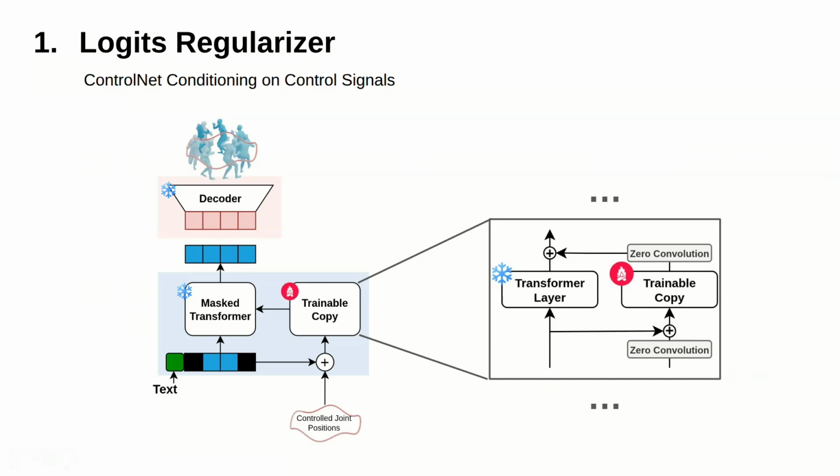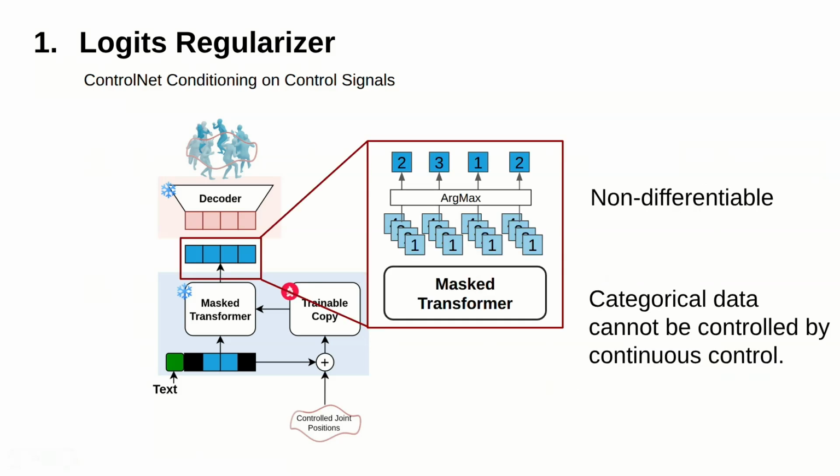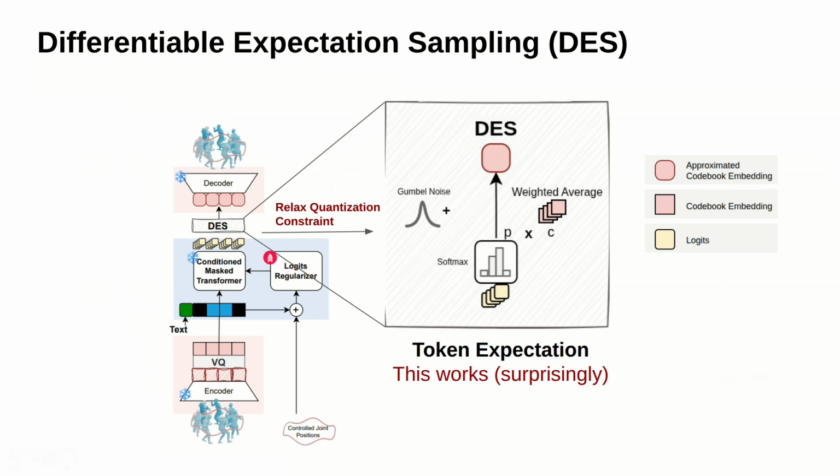This module is a trainable copy of the frozen mask transformer, connected through zero convolution. However, unlike the original ControlNet that operates in continuous diffusion space, the masked model predicts the probability distribution over discrete tokens and then selects one via the argmax operator. This categorical selection is non-differentiable, so the categorical tokens cannot be directly controlled by continuous signals. To solve this, we propose differentiable expectation sampling, which relaxes the quantization constraint.